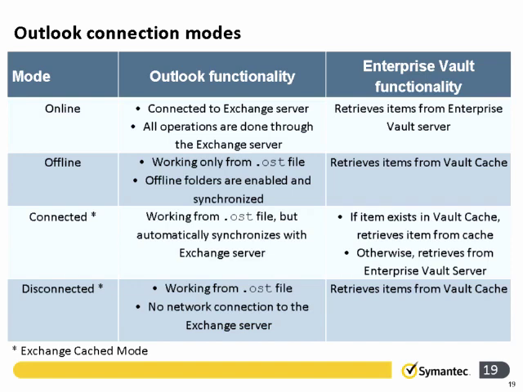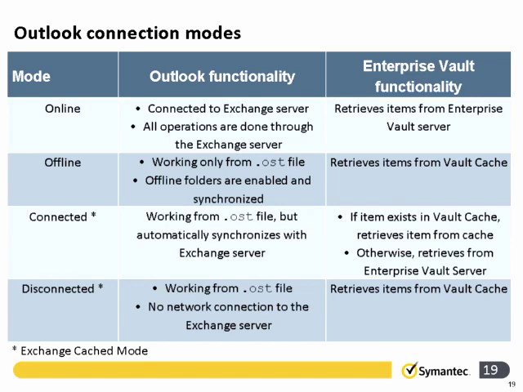Now, if I am disconnected, it implies that I am working with the OST file, but when I'm disconnected, I know I don't have a connection to the Exchange server, which means I don't have a connection to the Enterprise Vault server. Therefore, the items retrieved from Outlook will come from the offline files for items that are not archived, and items that have been archived will be retrieved via the Vault Cache. The little asterisk there represents the difference between connected and disconnected. Both of those are referencing when we are in Exchange cached mode.